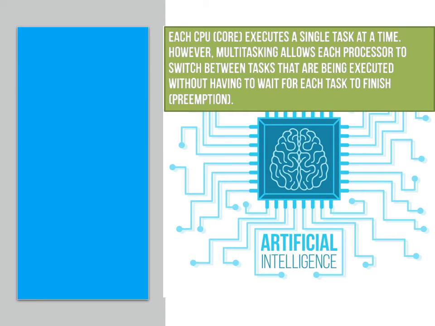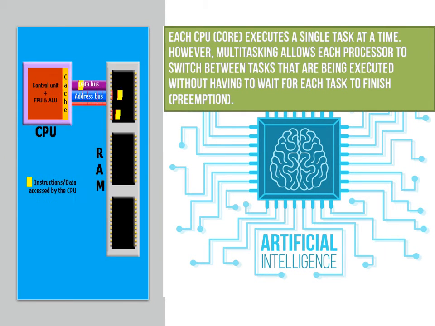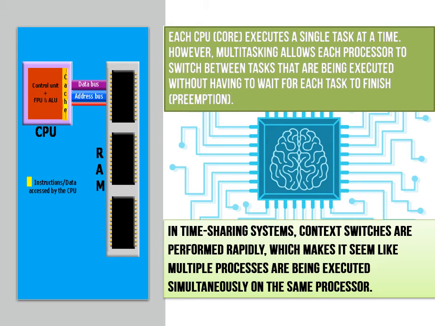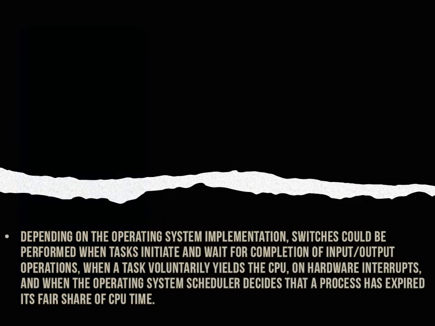Each CPU core executes a single task at a time. However, multitasking allows each processor to switch between tasks that are being executed without having to wait for each task to finish. In time-sharing systems, context switches are performed rapidly, which makes it seem like multiple processes are being executed simultaneously on the same processor.